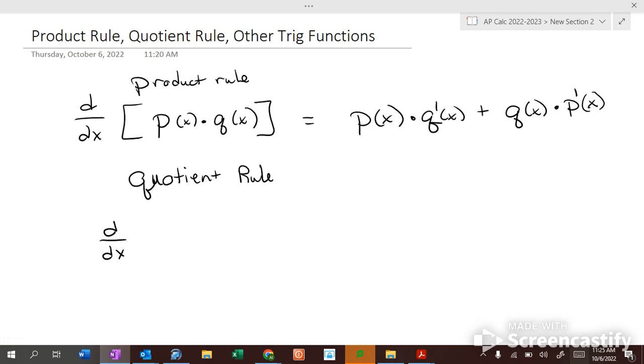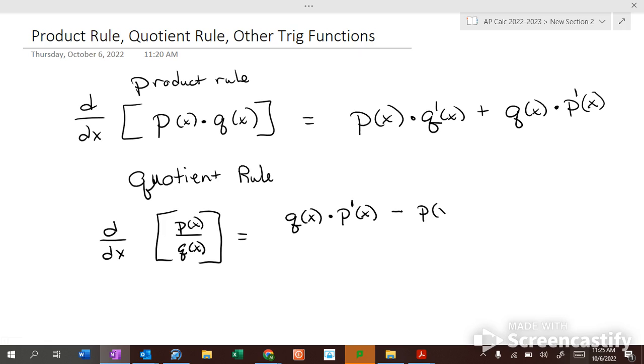Quotient rule. The first derivative of P of X divided by Q of X equals the denominator times the first derivative of the numerator minus the numerator times the first derivative of the denominator, all over the denominator, the normal denominator, squared. Okay, that's the quotient rule.